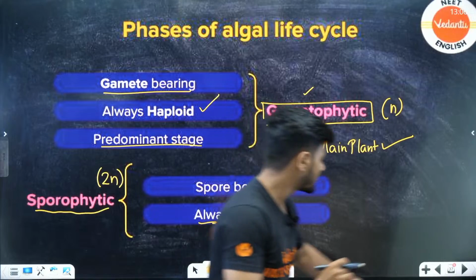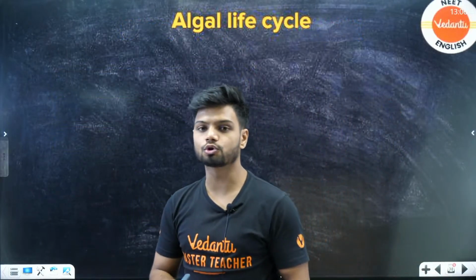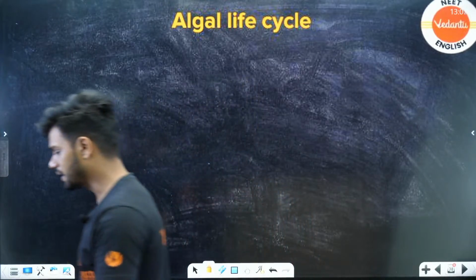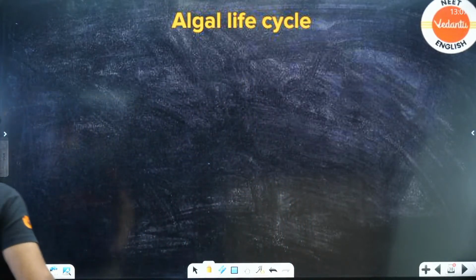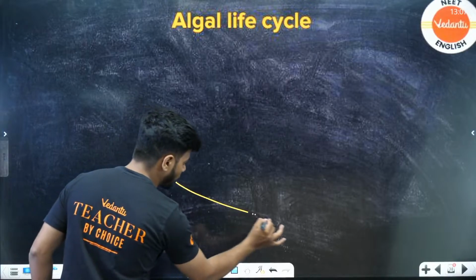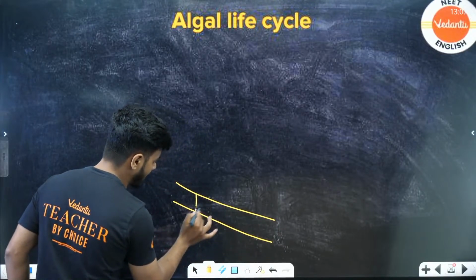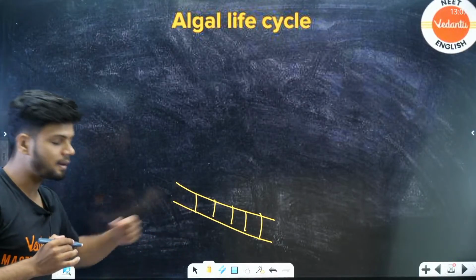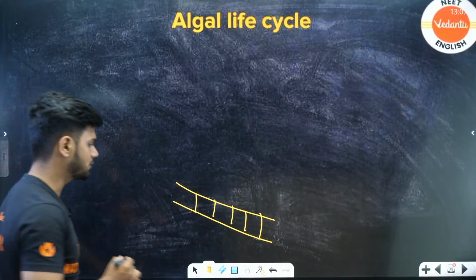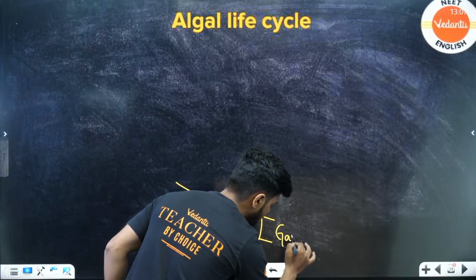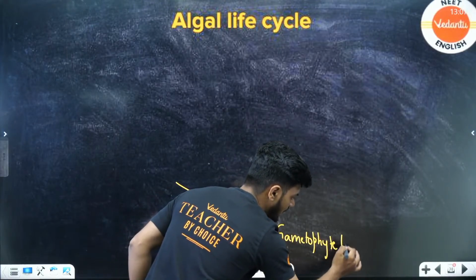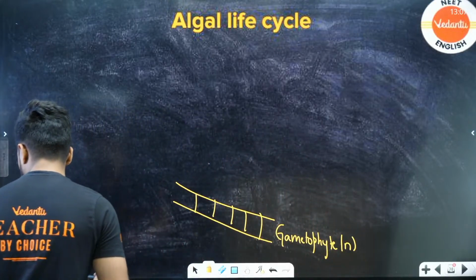Now let's understand the life cycle, which is very important for you to solve some questions. For example, tell me, the main plant body is what? The main plant body, this is your algae. The main plant body in your algae is gametophyte in nature. And this is haploid in nature.